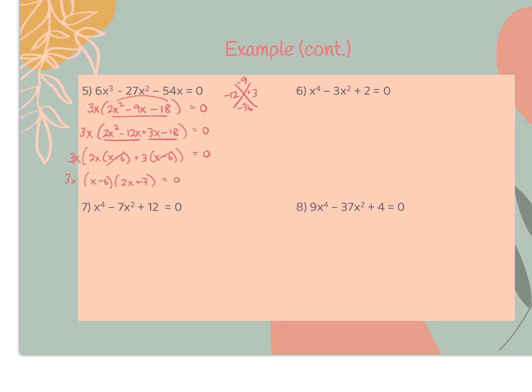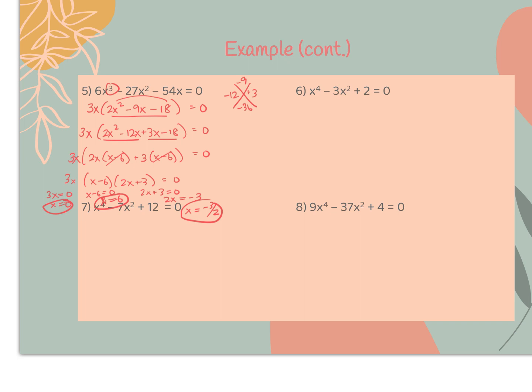And so now I've got these 3 factors down here at the end. So 3x equals 0. That means x equals 0. I've got x minus 6 equals 0, which means x equals positive 6. And I've got 2x plus 3 equals 0, so 2x equals negative 3, which means x equals negative 3 over 2. And so I got 3 solutions here. And again, notice it's an x to the third, so that's what I should have gotten.